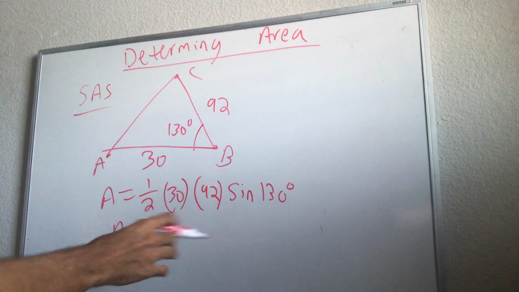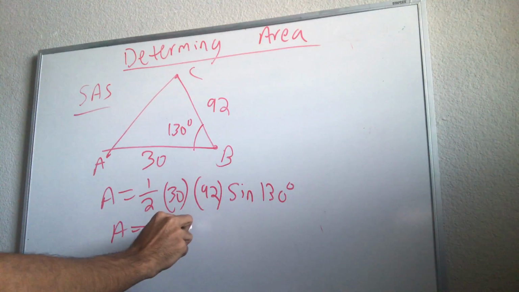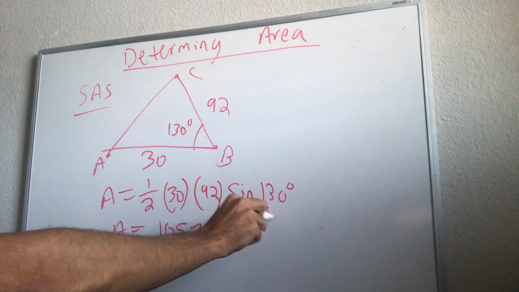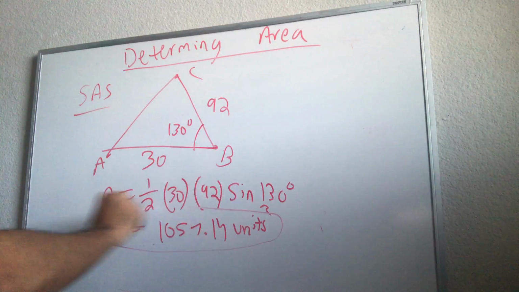Evaluating this, you get that the area is equal to 1057.14 units square. So 1057.14 units square is your answer here. And so that was an example.